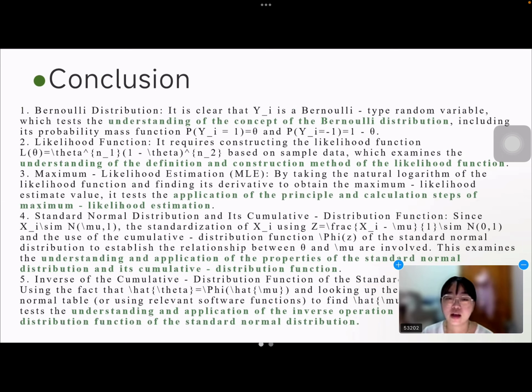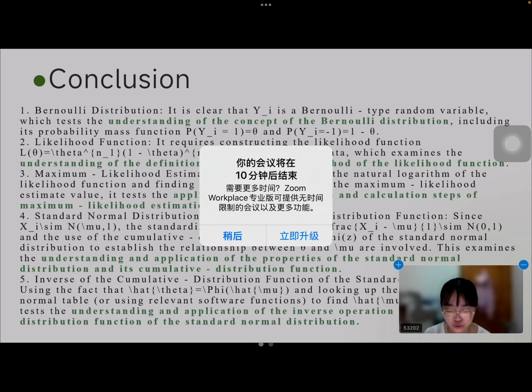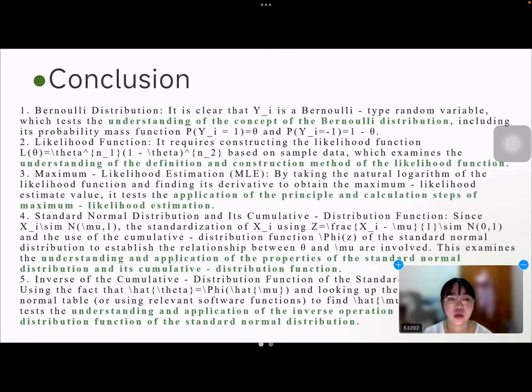Okay, to solve this question, we need to understand the concept of the Bernoulli distribution. Also, we need to understand the definition and the construction method of the likelihood function. And also, we need to apply the principle and the calculation steps of maximum likelihood estimation, that is MLE.